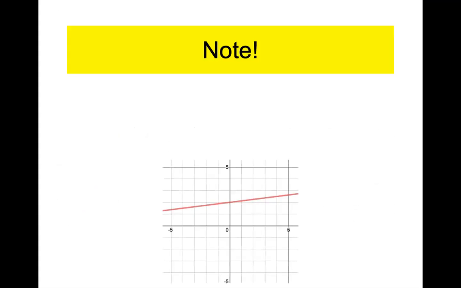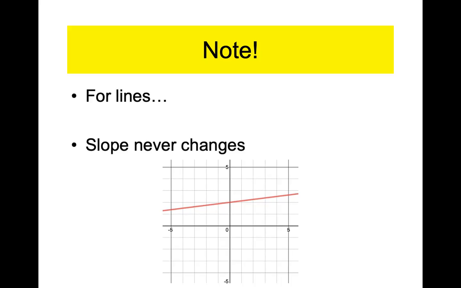Quick note, we will be dealing not with curves, but with lines. And it turns out that the slope of a line never changes. How steep that line is, no matter where you look at the line, remember that line goes on forever, the red one, is always the same. The slope of it, how steep it is, doesn't change.